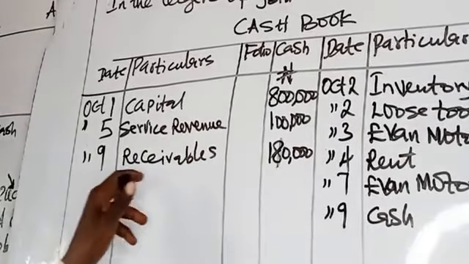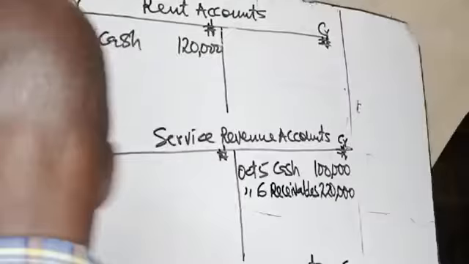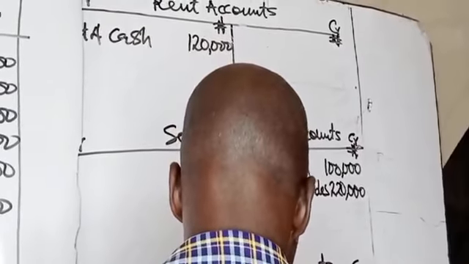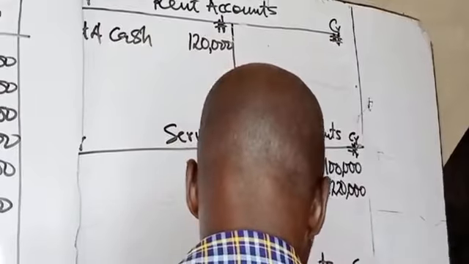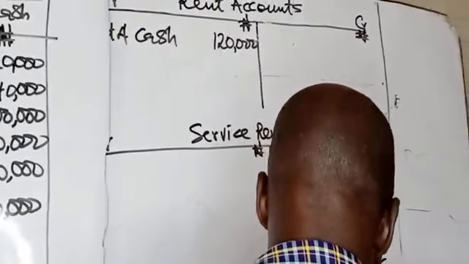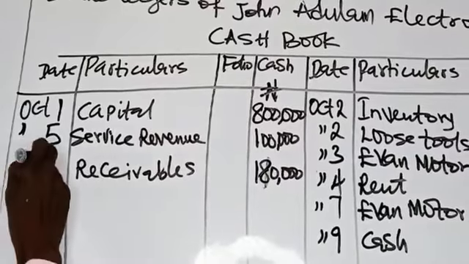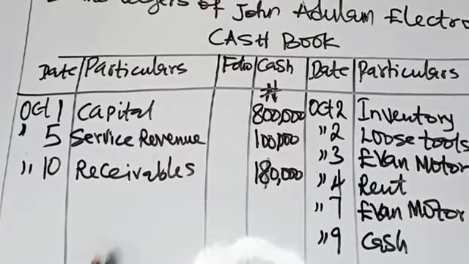So you are going to credit receivables account now. Let's credit receivables, which is October 9. On the 9th of October, we have cash. The amount received is 180,000 naira. The date of the transaction is 10. So that is when the sum of 180,000 naira was received.